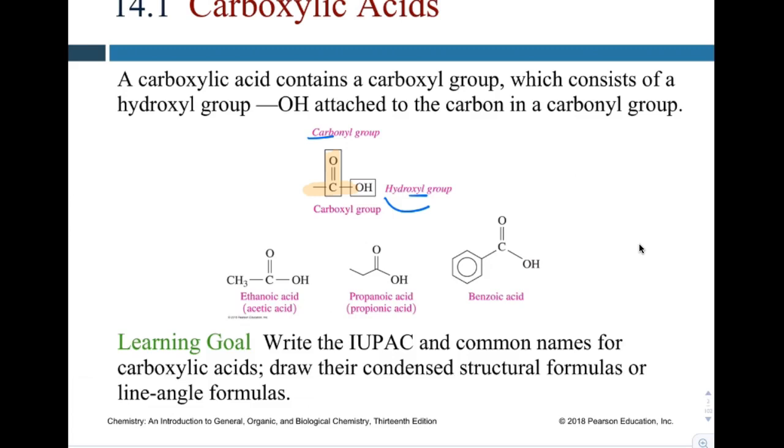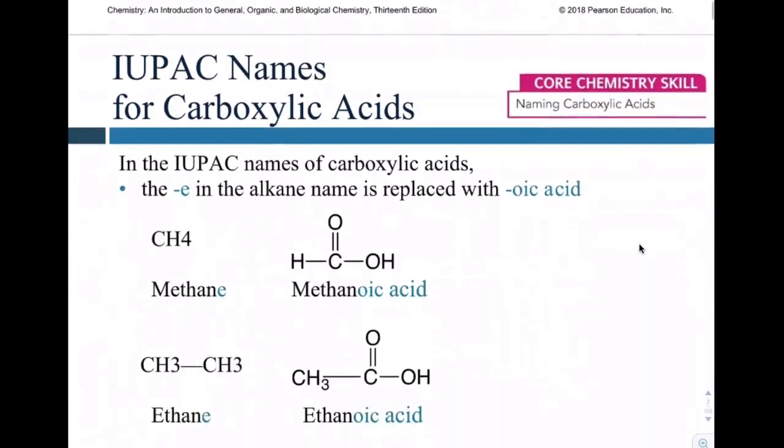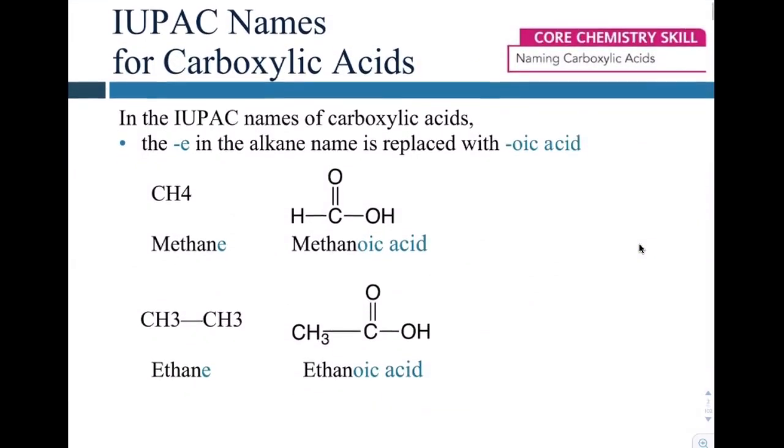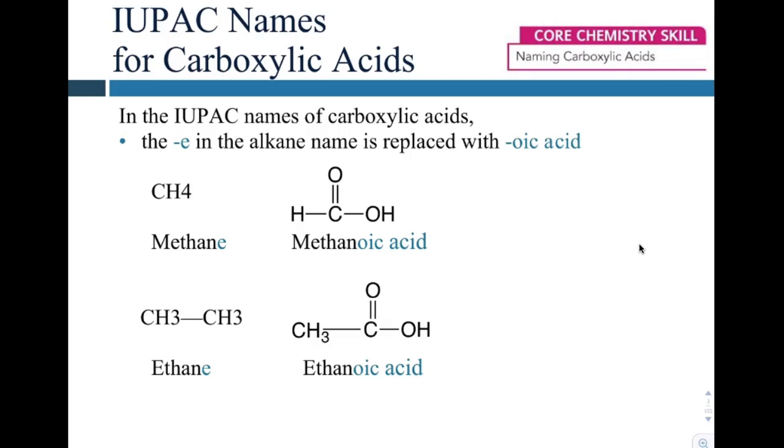You have been using a carboxylic acid and not even knowing it because you've been using this thing right here. Acetic acid, aka ethanoic acid. Acetic acid is actually the common name for ethanoic acid, and you've been using it this whole semester. It's an organic compound. So, naming carboxylic acids, you're going to drop the E, and you're going to put oic acid. That's the IUPAC name.